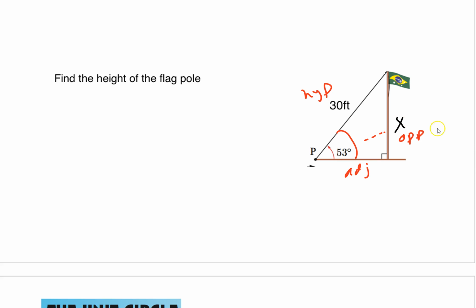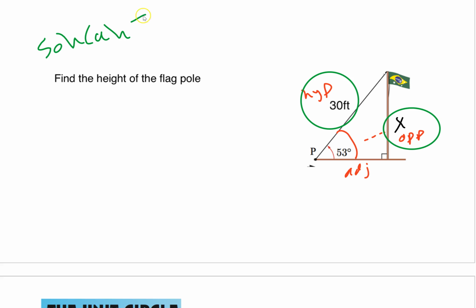Then you look at what you have. We're looking for opposite, so we're going to circle that one. And we have the hypotenuse. So we think SOHCAHTOA: opposite and hypotenuse, O and H. This is a sine function. The only thing that has O and H is sine. Cosine is adjacent over hypotenuse, tan is opposite over adjacent. So we're doing sine.